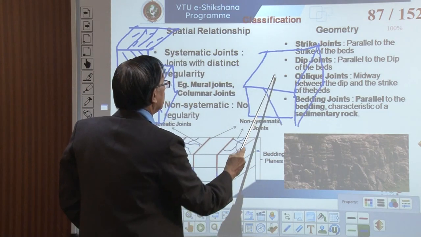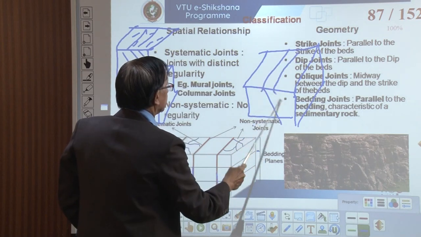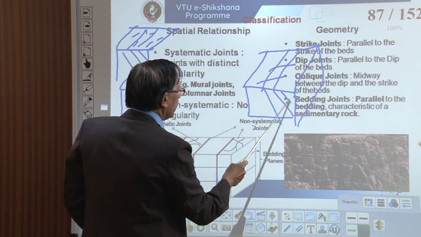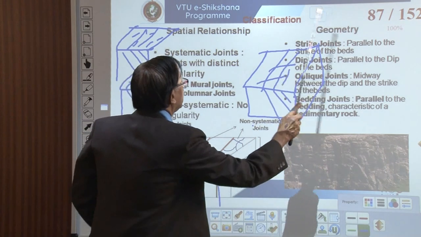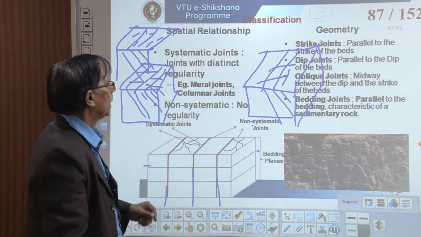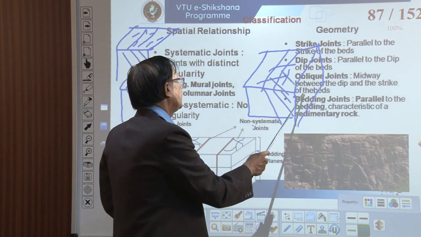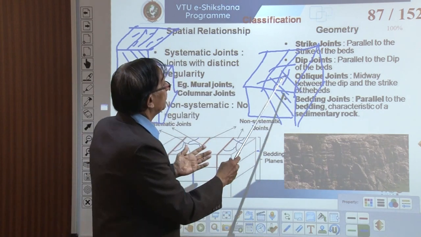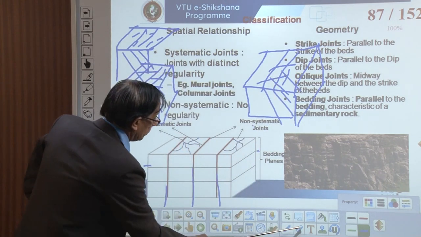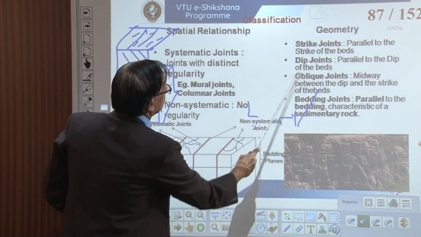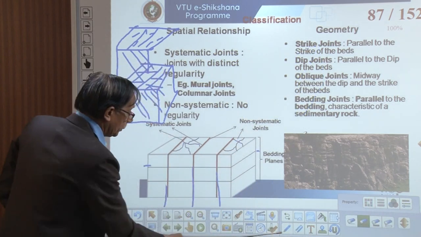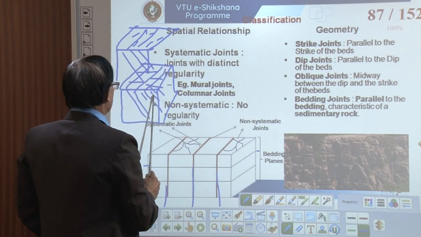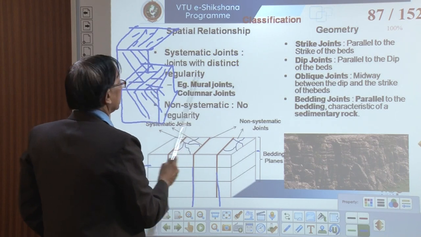For example, this is the bedding plane, these are the strike, they are like this, neither parallel like this, nor parallel to this, they are oriented in a different way. These are oblique joints, they may be like this. We are trying to classify them with respect to the mode of this joint. We have strike joints like this, dip joints like this, oblique joints like this.